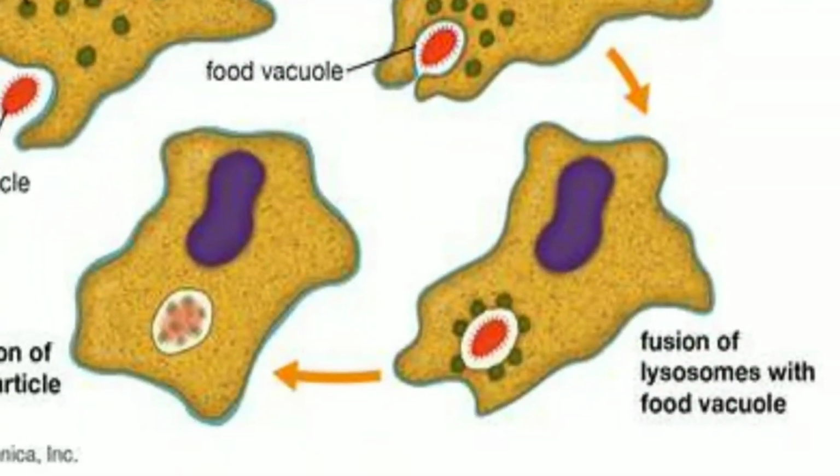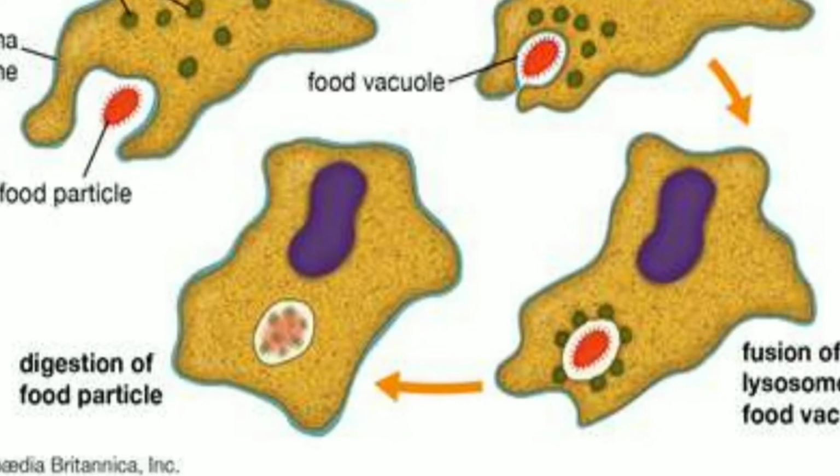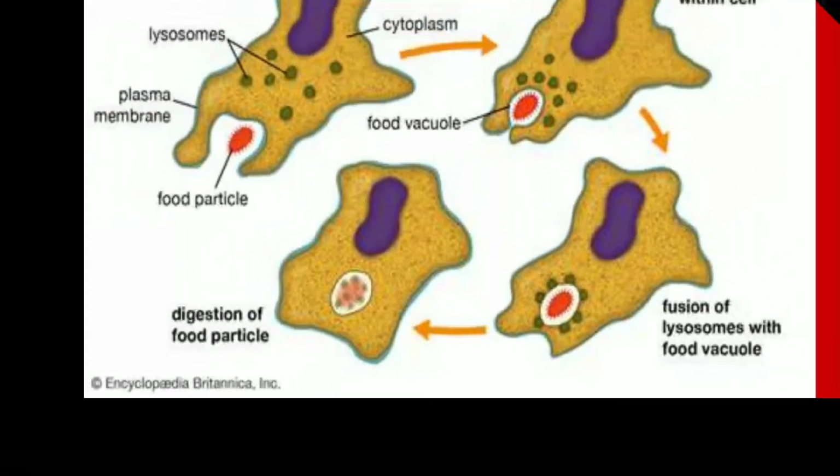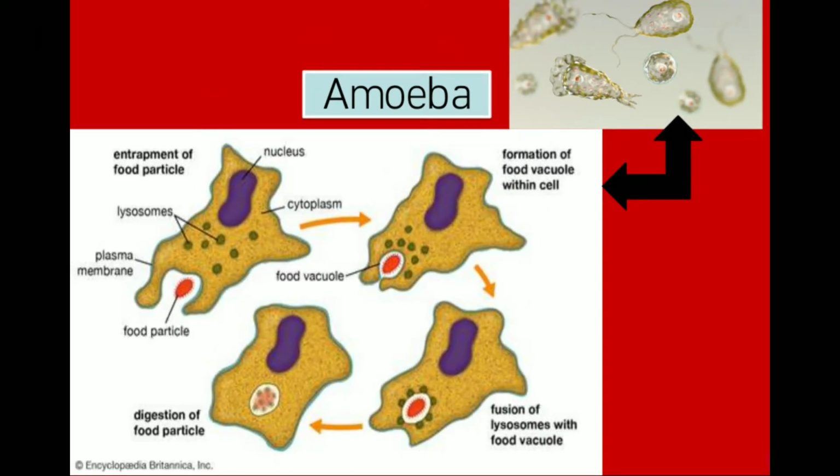Next is the fusion of lysosomes with the food vacuole. And then the enzymes from the lysosomes will digest the food particles. When the food particles are digested, the nutrients will be absorbed by the cell and the waste will leave the cell through exocytosis. So this process is for the amoeba and sponges only.